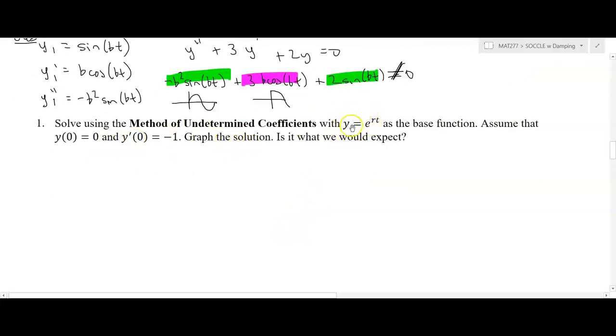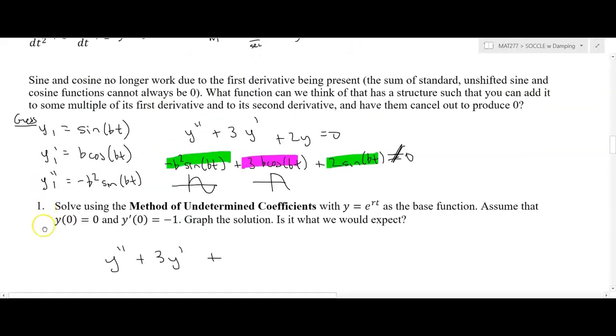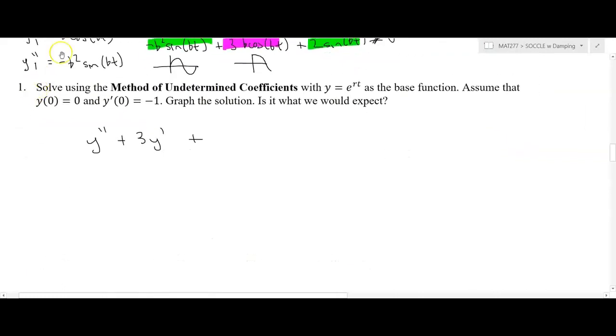Now this just means that we don't know exactly what value of r will work here, but with y equals e to the rt as the base function, assume that y of 0 equals 0, y prime of 0 equals -1. Graph the solution. Is it what we would expect? Okay, so we know from our equation it's y double prime plus 3y prime plus 2y equals 0.